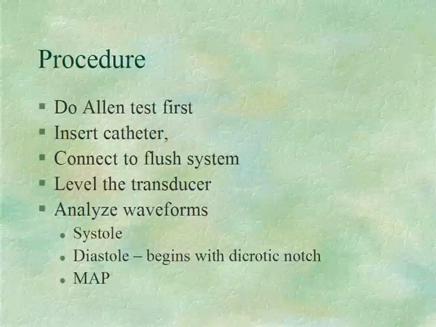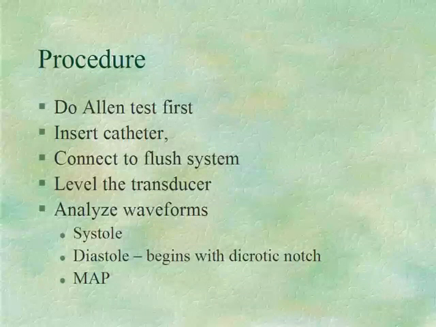In order to do this appropriately, you have to do the Allen test first to make sure that if you're going to occlude the radial artery, that there's still blood supply to that hand, because we don't want our patients losing their extremities. Then you insert the catheter, which can be like a 20 gauge Gelco or 20 gauge over the catheter needle. It is connected to the flush system, which we've already talked about. You level the transducer again. And then you analyze the waveforms.